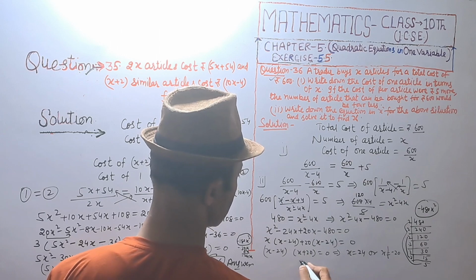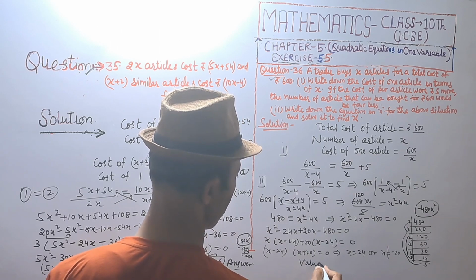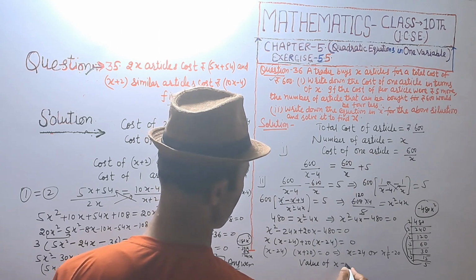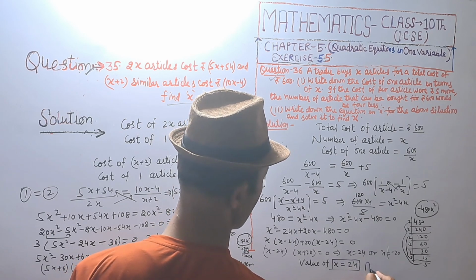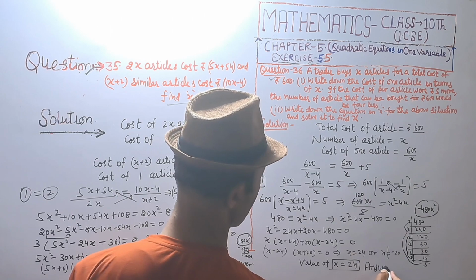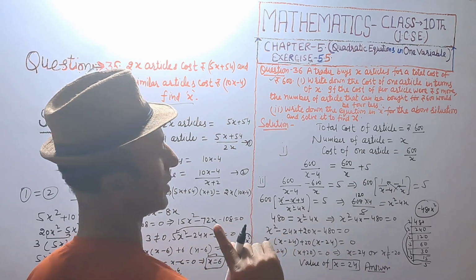So the value of x is equal to 24. Answer.